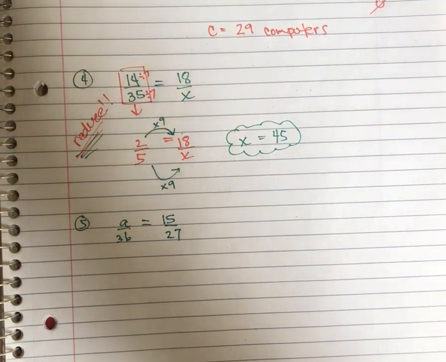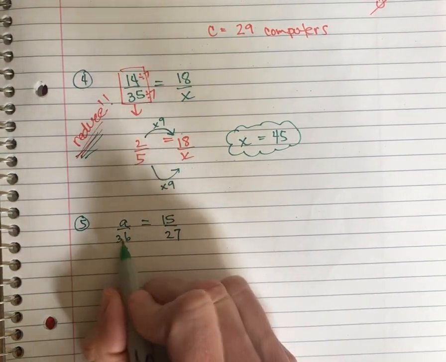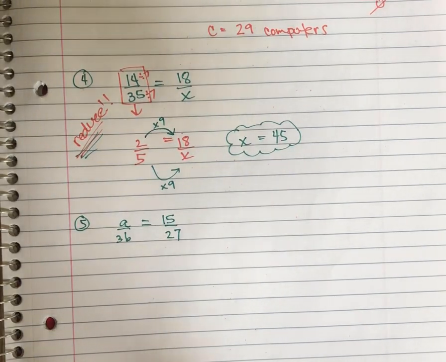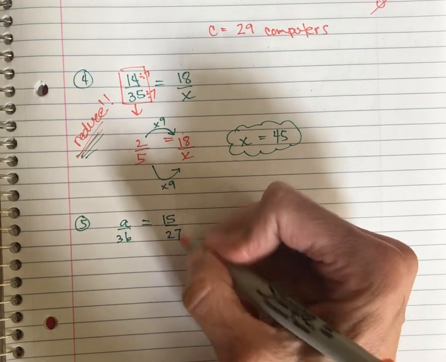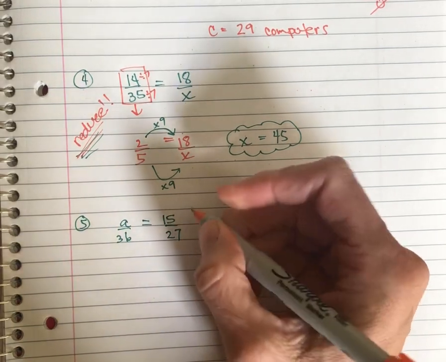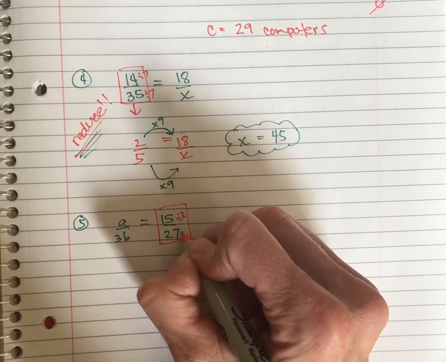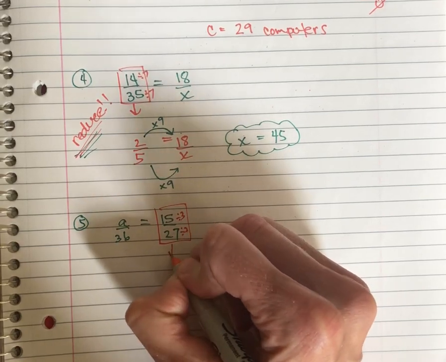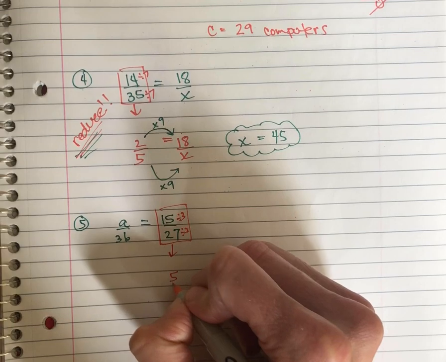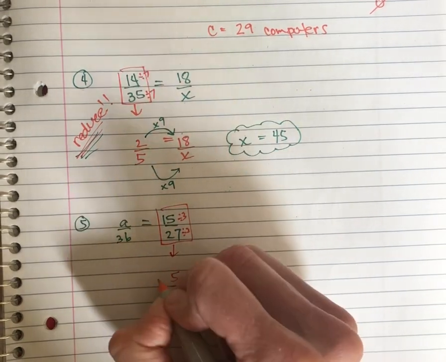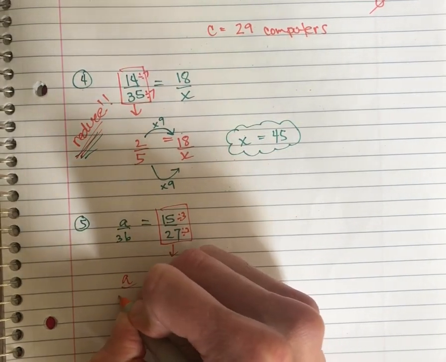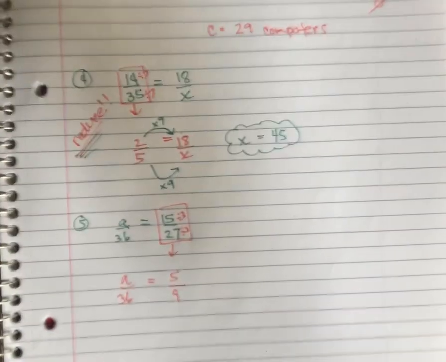What do you want to do first? How do you get from 27 to 36? I don't know either. So look at your ratio, 15 and 27. Look at these numbers. What can you divide by? This ratio can be reduced. Divide them by 3. 15 by 3 is 5. 27 by 3 is 9. Drop in the rest of that proportion.